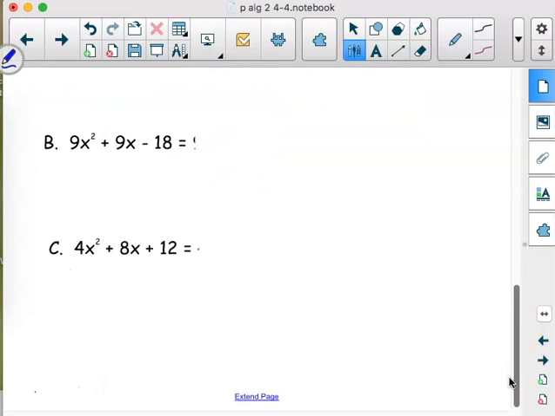B, 9x squared plus 9x minus 18 equals. Oh, is there a common monomial factor here? Is there something we can take out? What is it? 9. Take the 9.